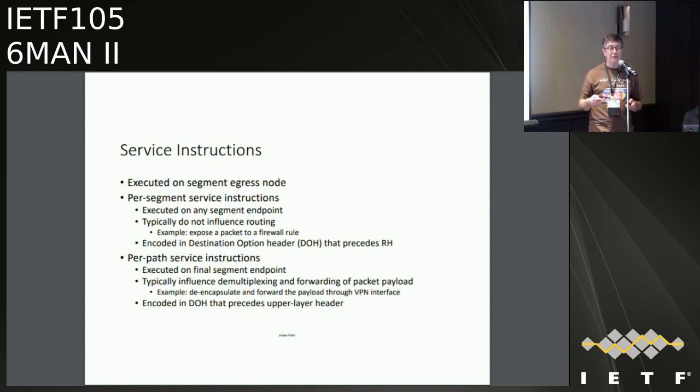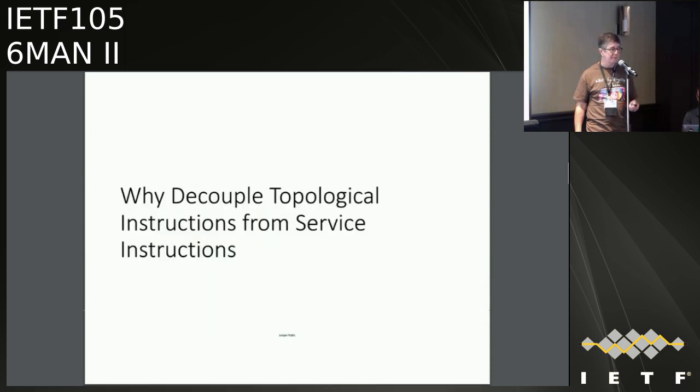Typically, they look an awful lot like MPLS service instructions in L3 VPNs or in EVPNs or something like that. And we encode those in a destination option header that precedes the upper layer header. Why did we choose to encode them there? Because the destination option header that precedes the upper layer header is processed on exactly the right node on the path: the egress of the last segment.